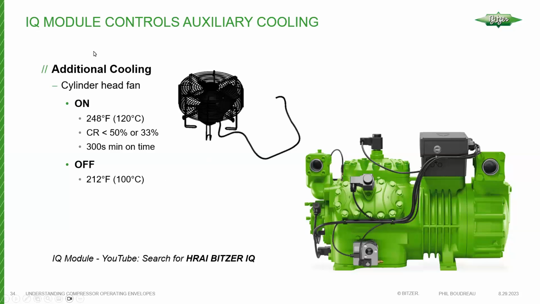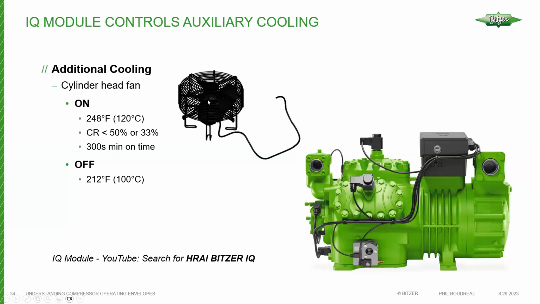So an alternate and even better way to do this is with the newer type controls, for example, the IQ module, which in this case will cycle the head cooling fan. And the neat thing about this is it's only going to operate the head cooling fan when it needs to. So that compressor could start up and run, and the head cooling fan will not run. So when it's cooler outside, with low compression ratios, that head cooling fan may not run.